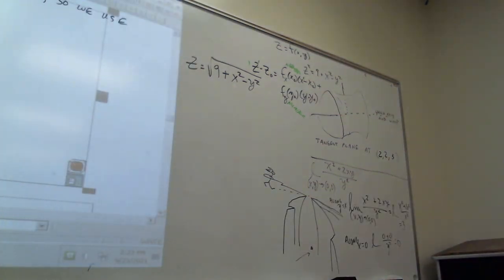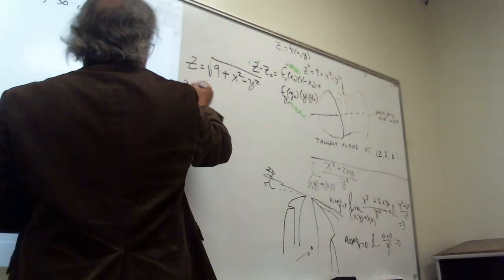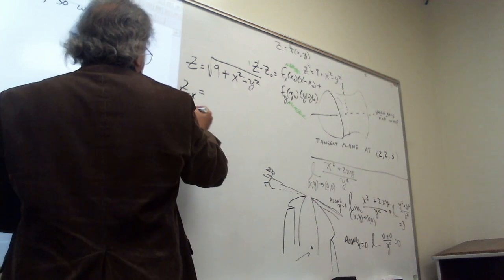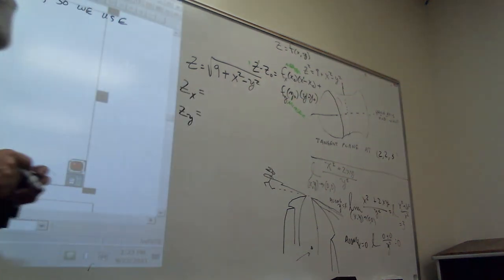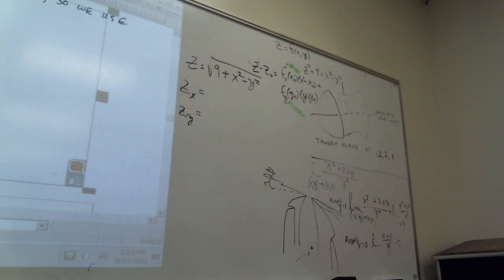So we get to use our partials, z sub x and z sub y, evaluated at the point 2, 2, 3, but it's really going to be the point 2, 2. The z doesn't enter into it.